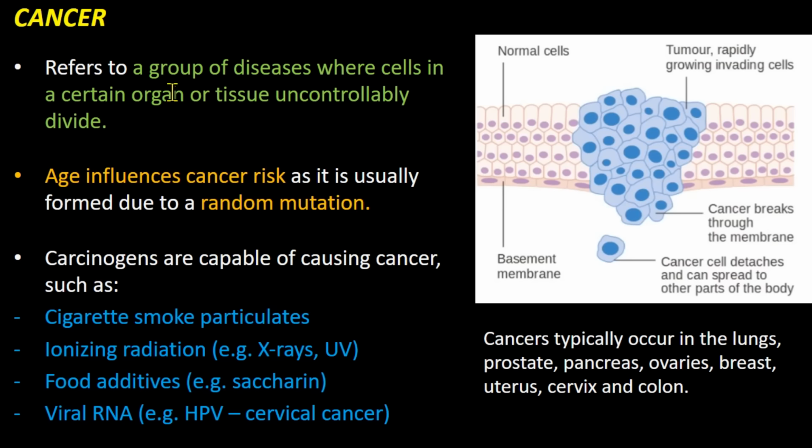Cancers refer to a group of diseases where cells in a certain organ or tissue uncontrollably divide. So age influences cancer risk, as it is usually formed due to a random mutation.